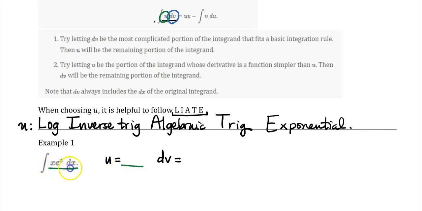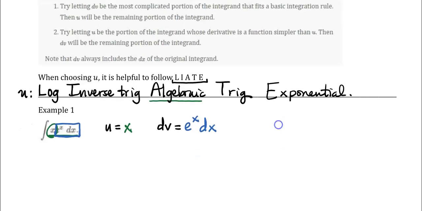Well, there is no logarithmic expression in this integral, so I'm not going to choose a log. There is no inverse trig expression in this integral, so we won't choose that. Algebraic, there is an algebraic expression. Algebraic is simply the x. So for u, I will choose u to be x. That leaves e to the x dx on the inside of the integral. I will choose all of that to be my dv.